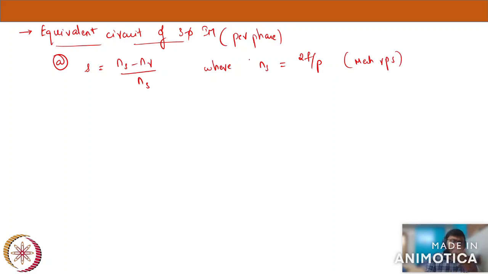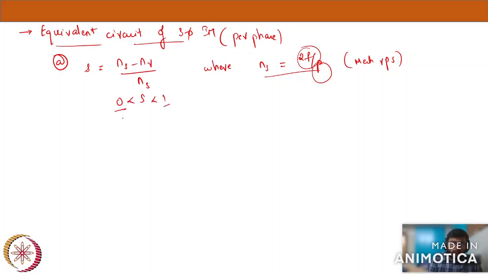In the slip formula we can see ns is always fixed, that is constant. Why is it constant? Because from this formula you can see it's 2f by p. Once the machine is fixed, the number of poles is fixed, and once the supply is fixed, f is the supply frequency. So ns is a fixed value, but nr changes with respect to your rotor speed. Now the range of slip will be 0 to 1. 0 is the least value of the slip and 1 will be the maximum value.